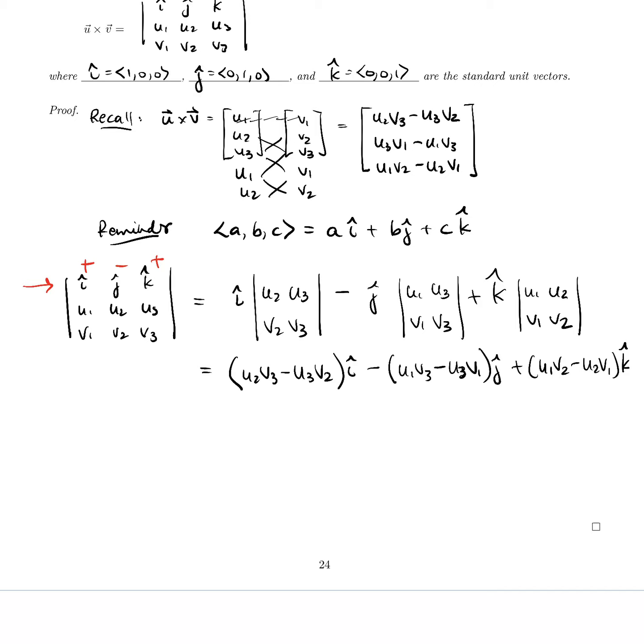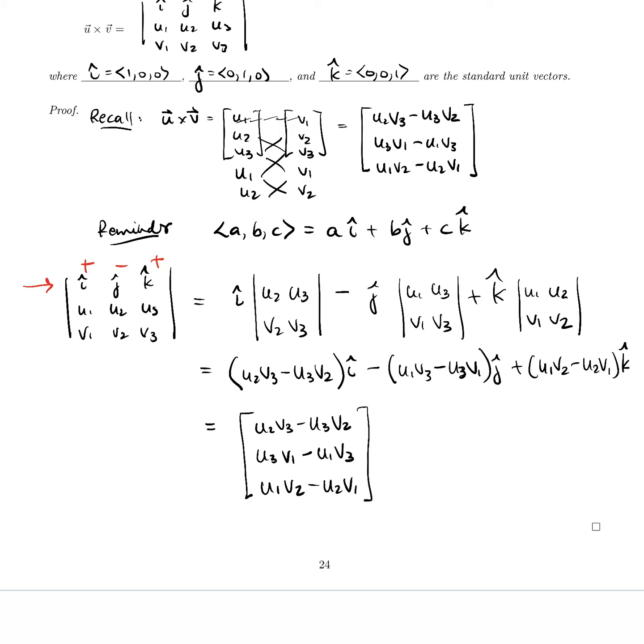Now this is exactly the notation that we have up here, so we can put that into a vector. The first component is multiplying i hat, and so we have u2 v3 minus u3 v2. The second component is multiplying j hat. I'm going to distribute in that negative, so negative times negative here gives me u3 v1 minus u1 v3. And then the last component is multiplying k hat, so that goes down here, and that is u1 v2 minus u2 v1.